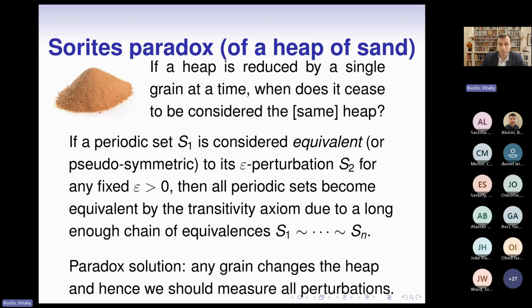How can we resolve this paradox? The natural resolution would be: when we make a change, we should register this change. So we should not ignore noise, we should simply measure this noise. And that's what we are going to do.